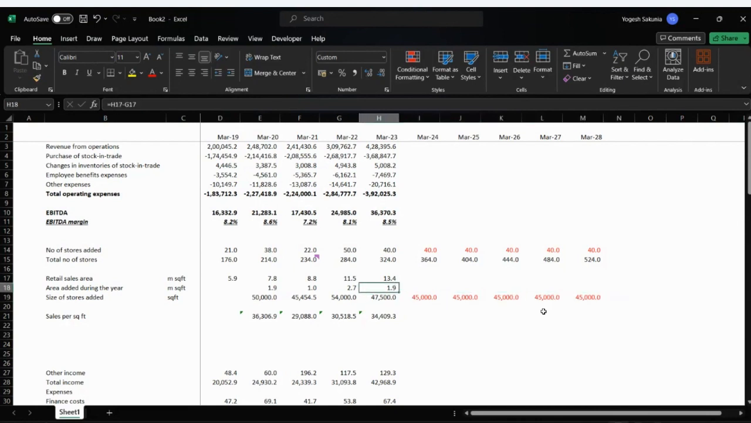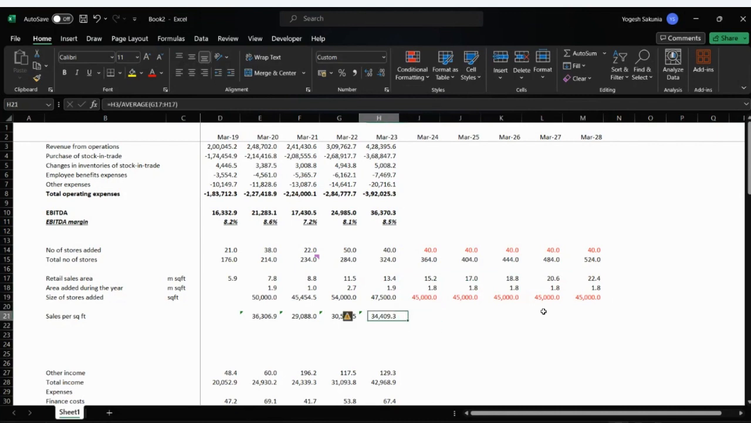So the area additions would be basically the number of stores multiplied by the area per store, and then that will be divided by 10 power 6 to convert it into millions. So this is the amount of area that will be added, and then the retail sales area is what was available plus what is added. So you've got the total number of square feet that are available in terms of sales.